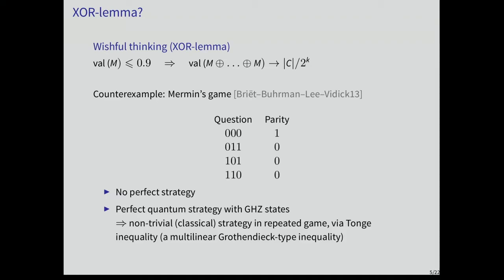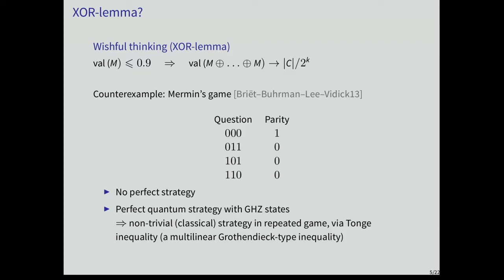But surprisingly, there is a quantum strategy for this game using some special kind of entangled states, GHZ states. And this quantum strategy implies that in the repeated games, there's also a perfect quantum strategy. Such a quantum strategy can be rounded to a non-trivial classical strategy, a non-trivial strategy in the usual sense. That is not random. And so an XOR lemma like this above would be false.